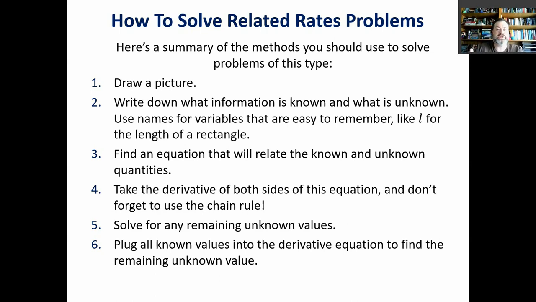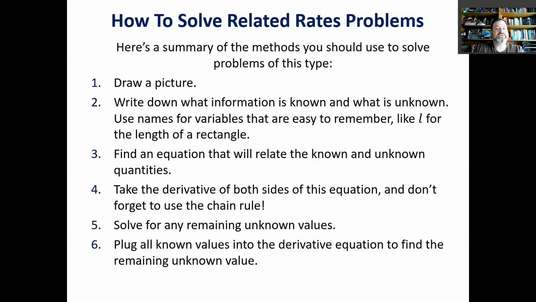So you should draw a picture, write down what is known and unknown, and then use names for variables that are easy to remember, like L for the length of a rectangle, because you get to name things the way you want. You can use X and Y; it doesn't make any difference. But you'll see when we get into the two more examples that you have to name things a certain way.